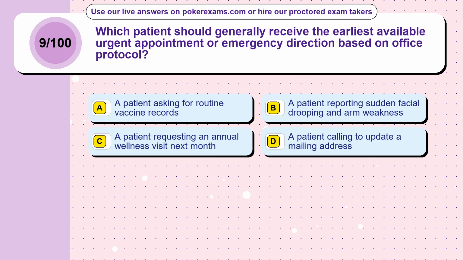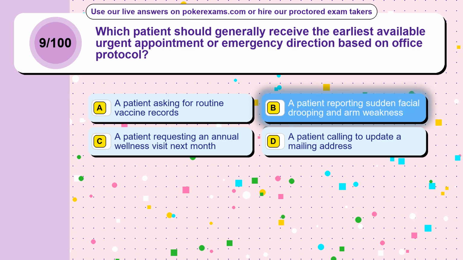Question 9. Which patient should generally receive the earliest available urgent appointment or emergency direction based on office protocol? Option A. A patient asking for routine vaccine records. Option B. A patient reporting sudden facial drooping and arm weakness. Option C. A patient requesting an annual wellness visit next month. Option D. A patient calling to update a mailing address.